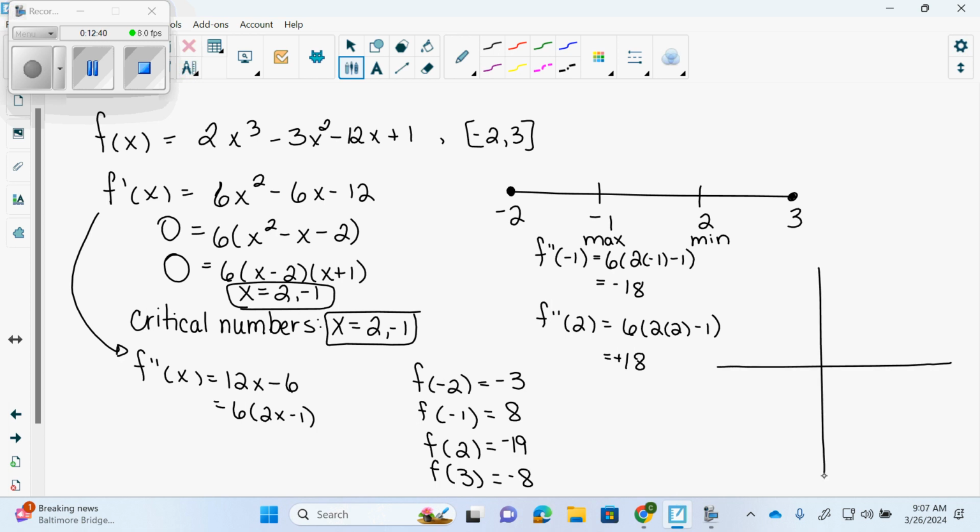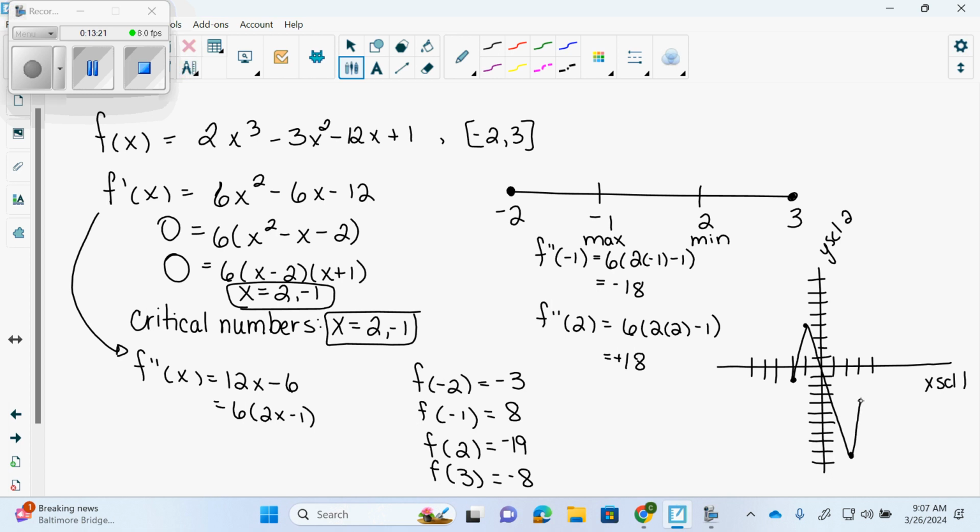So we can do a quick sketch. 2, 4, 6, 8, 10. Let's see. So I'm going to do y scale of 2, x scale of 1. Okay, so I have negative 2 and negative 3. I have negative 1 and 8. 2, 4, 6, 8. I have 2 and negative 19. 2, 4, 6, 8, 10, 12, 14, 16, 18. And 3 and negative 8. So it does something like that.